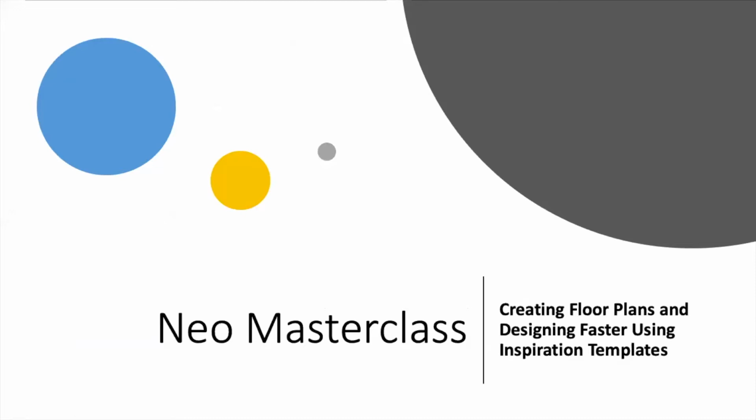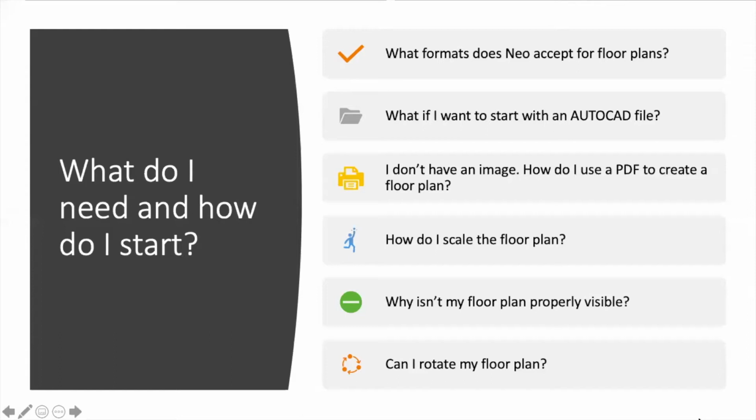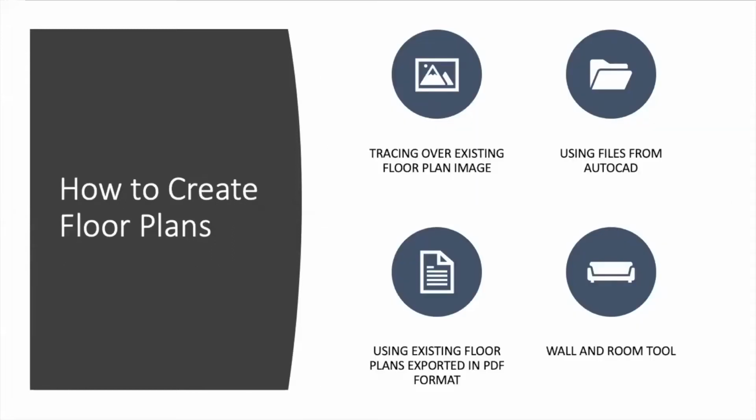All right. So to create a floor plan, let's start with what questions we get. The first thing is, what do you need and how do you start creating a floor plan? So we're going to talk about what formats Neo accepts for floor plans. What if you want to start with an AutoCAD file? If you don't have an image, if you want to work with a PDF, how do you get to creating a floor plan on Neo? How do you scale the floor plan? Sometimes you might not get your floor plan to be visible completely. And questions like, can you rotate your floor plan?